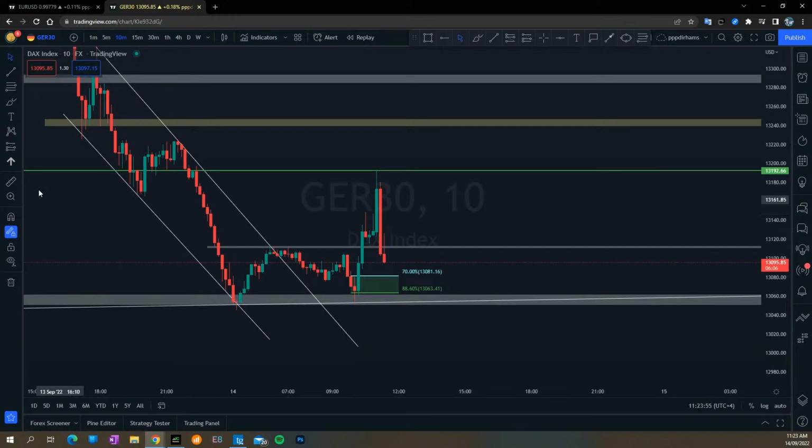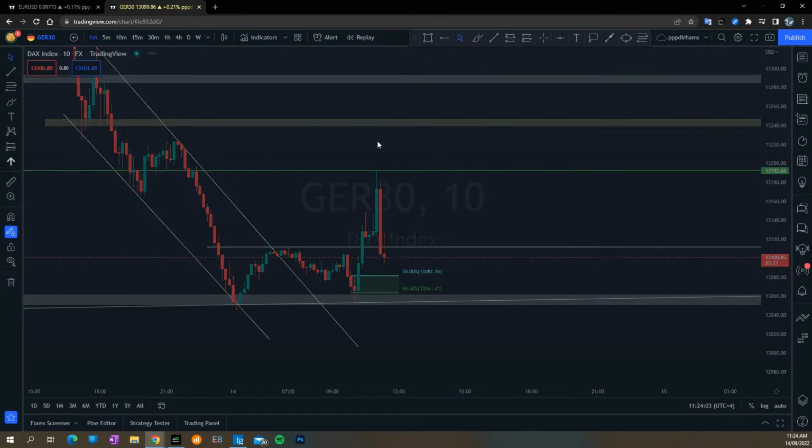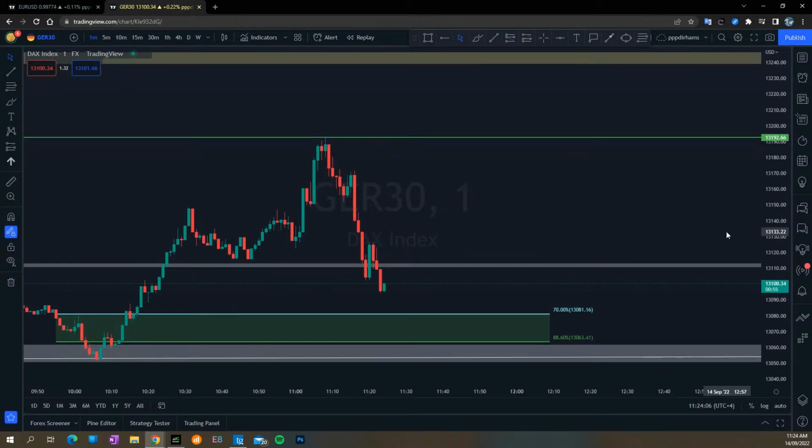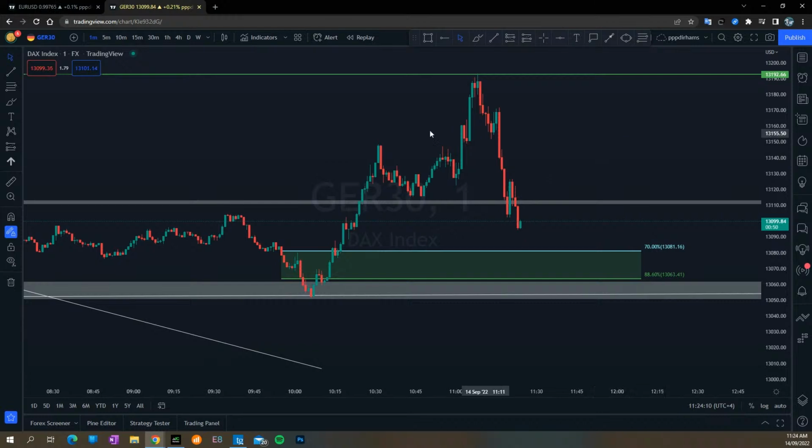Wow, German index. Should we have closed positions when we had profits? The profit is not worth it. So okay, now we just be patient.